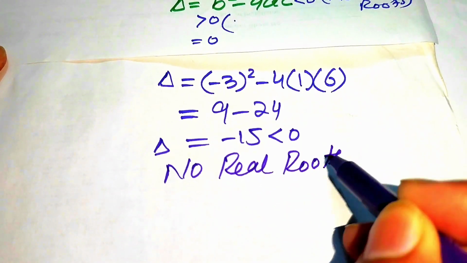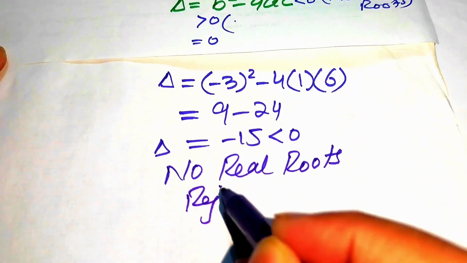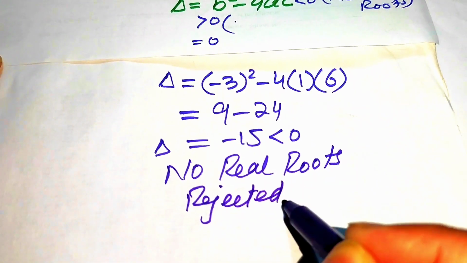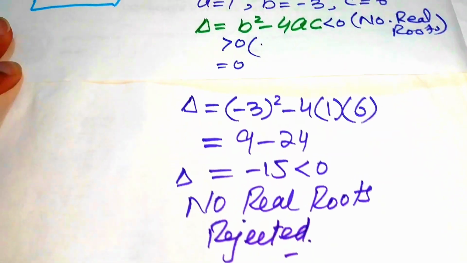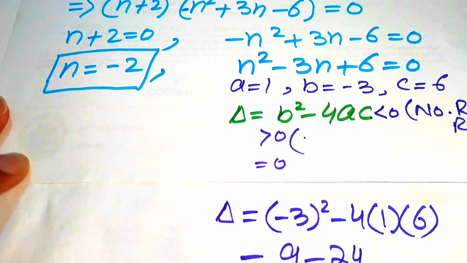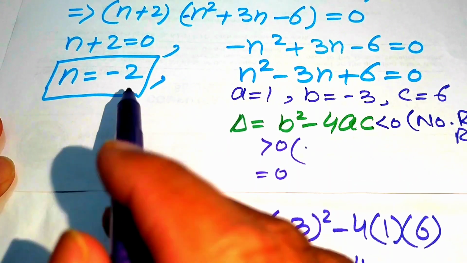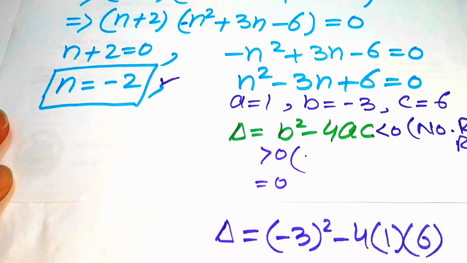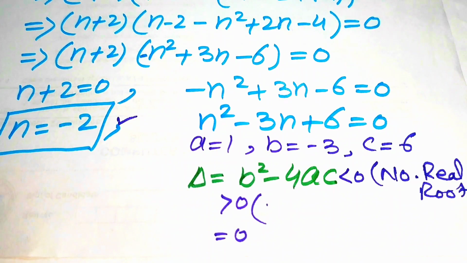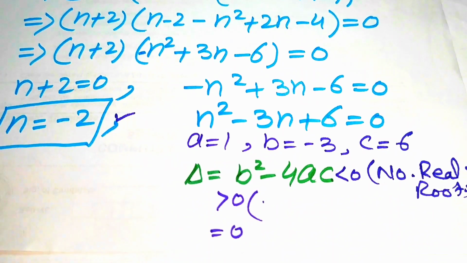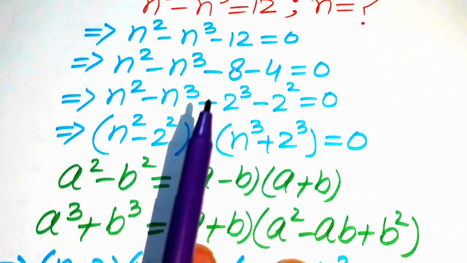Since it has no real roots, we reject this case, and we have only one solution of this equation, and this solution is n equals -2. Now we verify this solution: does this solution satisfy our given question statement or not?